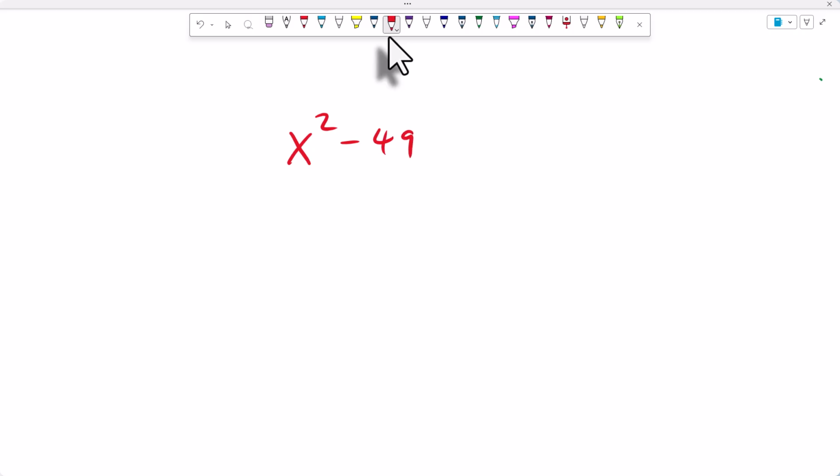Oh, this is not a quadratic trinomial, it's a quadratic binomial. What term is it missing? So we got the quadratic term and the constant term. We're missing a linear term. So what could I put in there? Plus 0x.